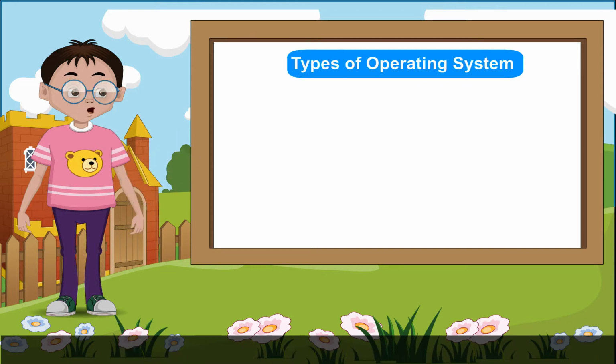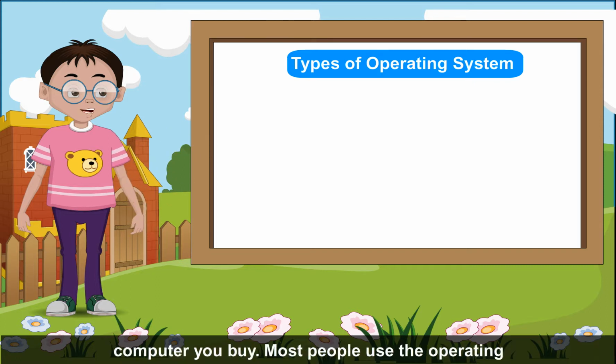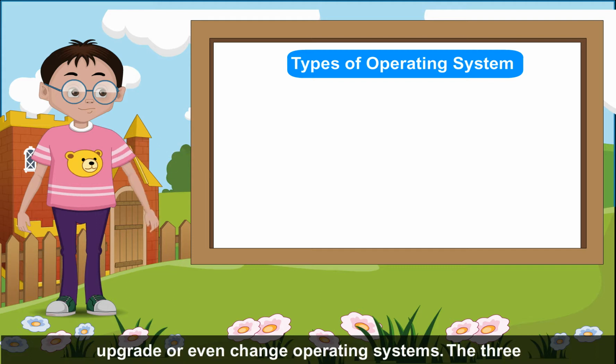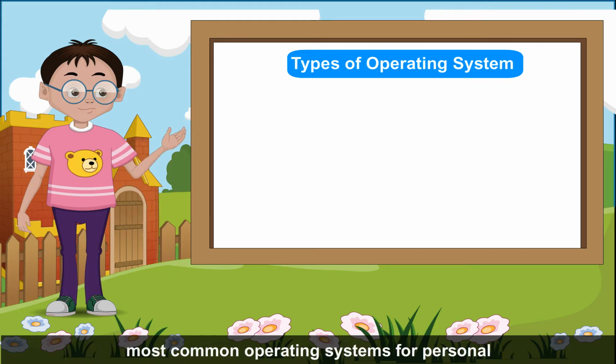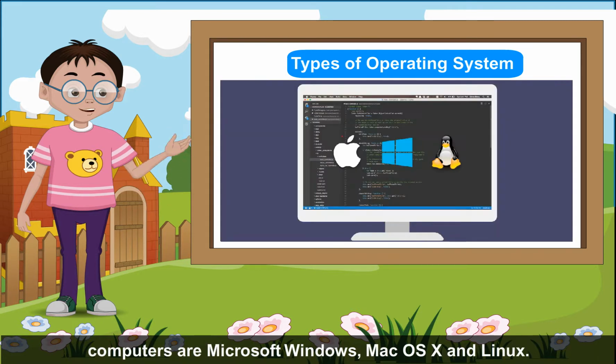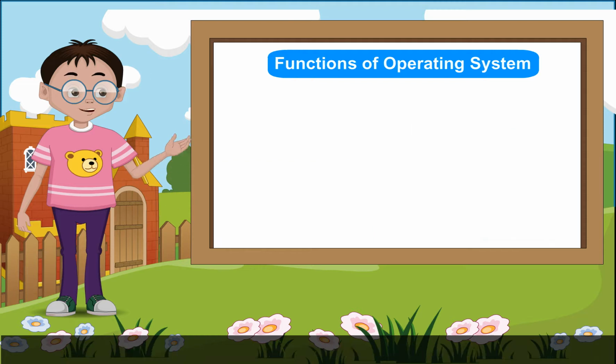Types of operating systems. Operating systems usually come preloaded on any computer you buy. Most people use the operating system that comes with their computer, but it is possible to upgrade or even change operating systems. The three most common operating systems for personal computers are Microsoft Windows, Mac OS X, and Linux. Other known names are iMac, Unix, and DOS.